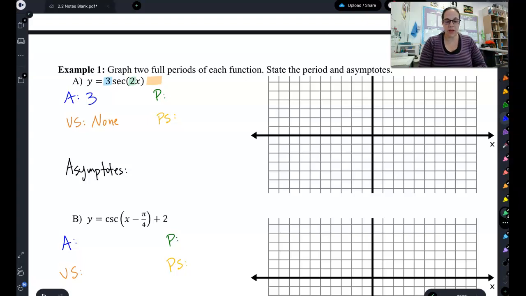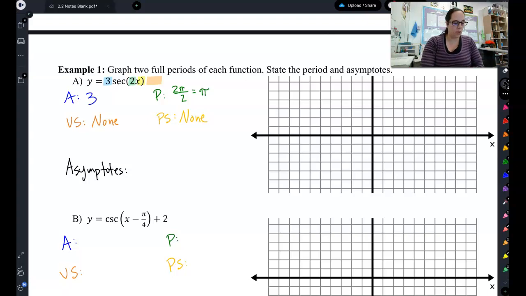Period is multiplying inside. And we still do 2 pi over that number to get our period. If you remember from 2.1, this number in here is technically our frequency. And we do 2 pi over that number to get our period. And then phase shift is adding or subtracting inside, which is none. And we still graph these in the same order.